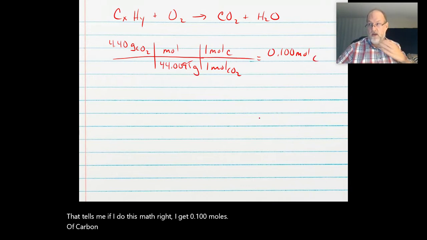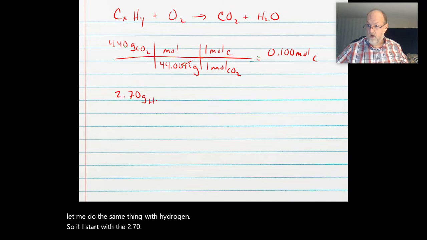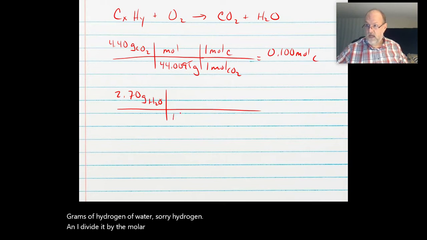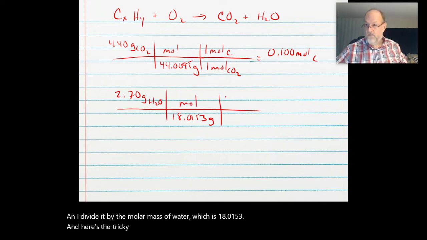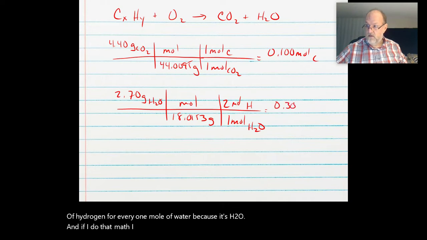Let me do the same thing with hydrogen. So if I start with the 2.70 grams of water, and I divide it by the molar mass of water, which is 18.0153, and here's the tricky part, it's not really that tricky, there are 2 moles of hydrogen for every 1 mole of water because it's H2O. And if I do that math, I get 0.300 moles of hydrogen.